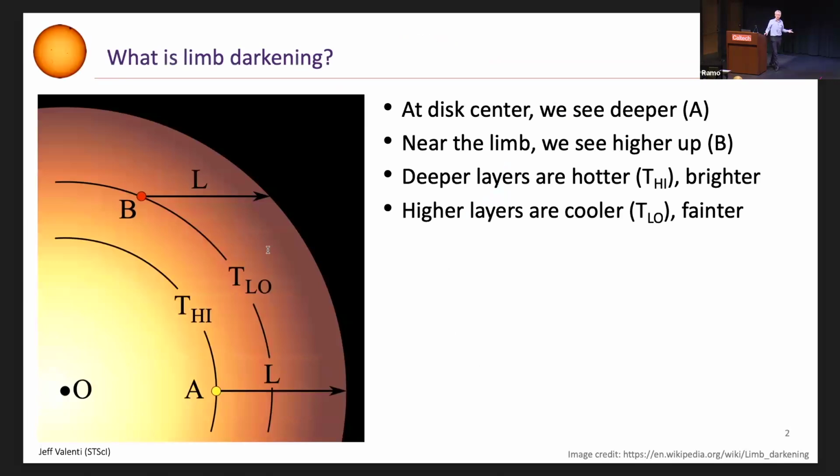So limb darkening, what is it? Simply, it's a geometrical effect. If you're looking at the center of the star, you see deeper than if you're looking at the limb of the star, just due to the geometry. And deeper is hotter in the photosphere, and hotter means brighter. It's a function of wavelength, because how deep you see is a function of wavelength. So it's actually a strong function of wavelength. We wind up binning over larger wavelength bins, but it's a strong function of wavelength.